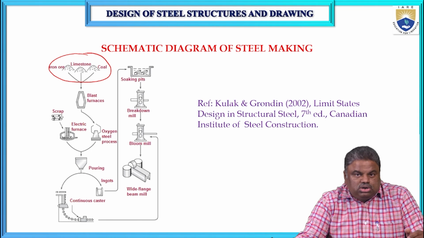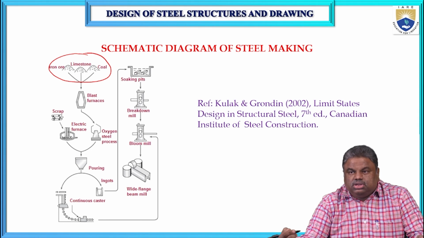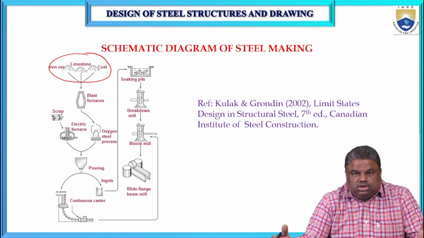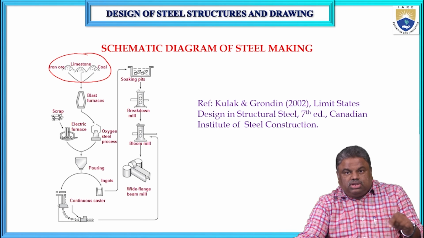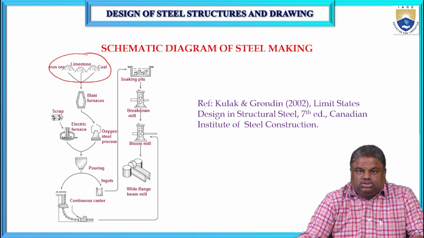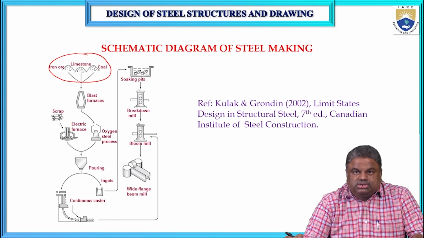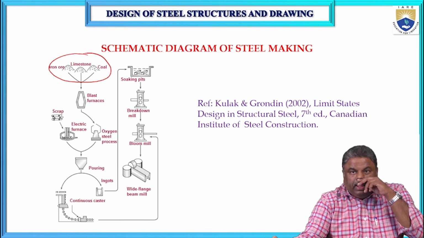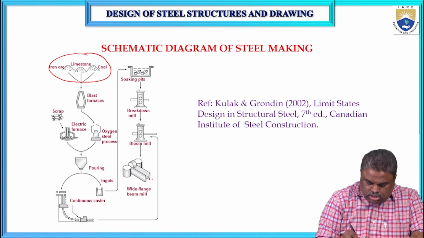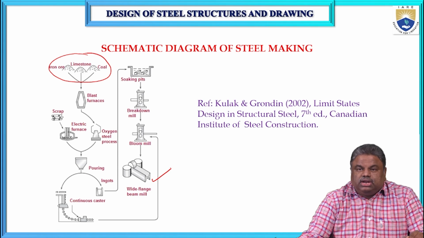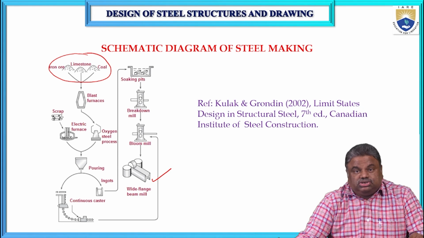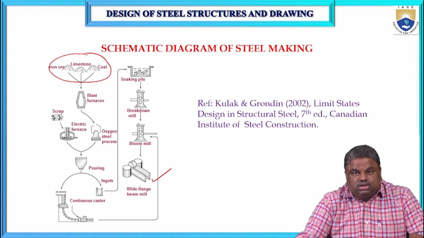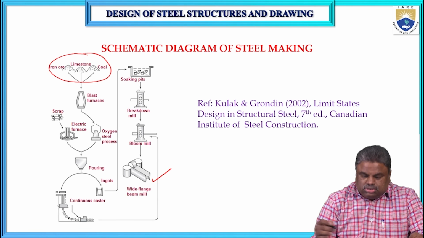From the continuous caster, you will have the 16 mm diameter bars, plates, everything. In the other part, it will go to ingots, then ingots to soaking pits to bloom mill, then bloom mill to the wide flange beam mill. Here, if you see, you will get the I sections, channel sections, angle sections, everything coming from this part.